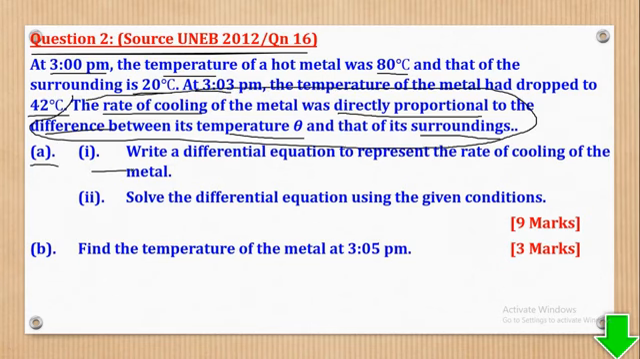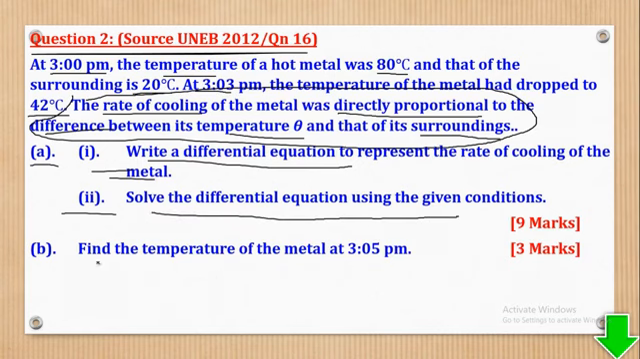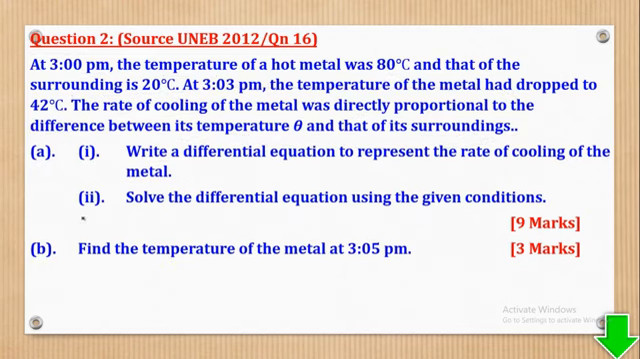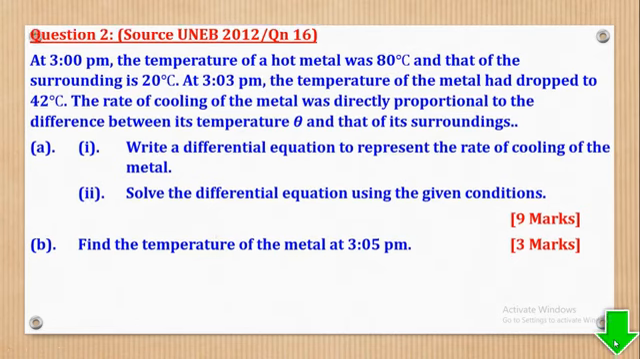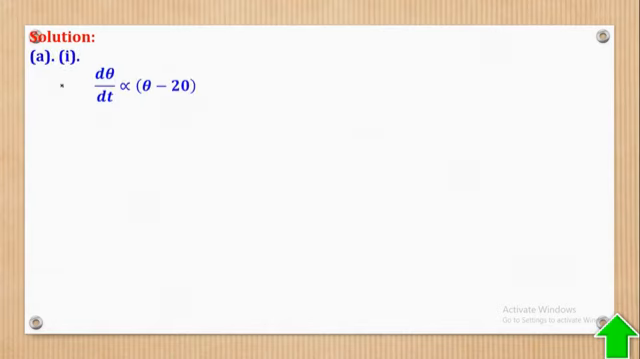Then part A, Roman 1 says, write a differential equation to represent the rate of cooling of the metal. Then Roman 2, solve the differential equation using the given conditions. And part B, find the temperature of the metal at 3:05 p.m. So the differential equation is this.